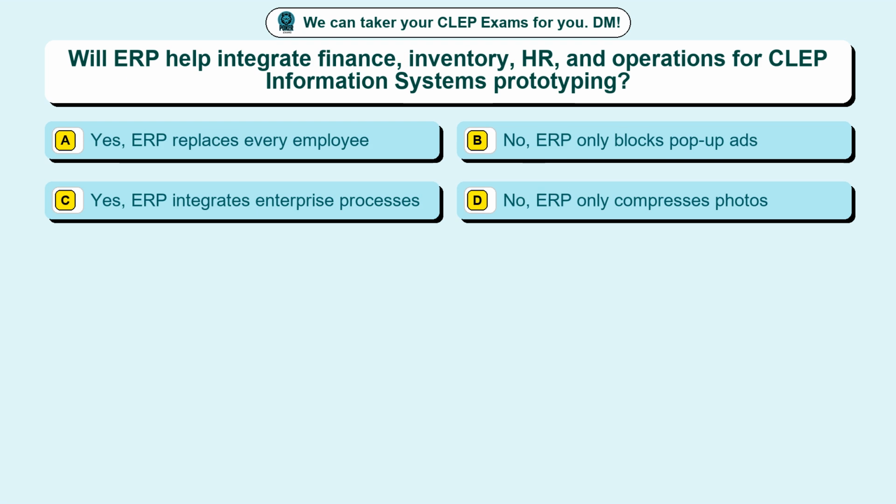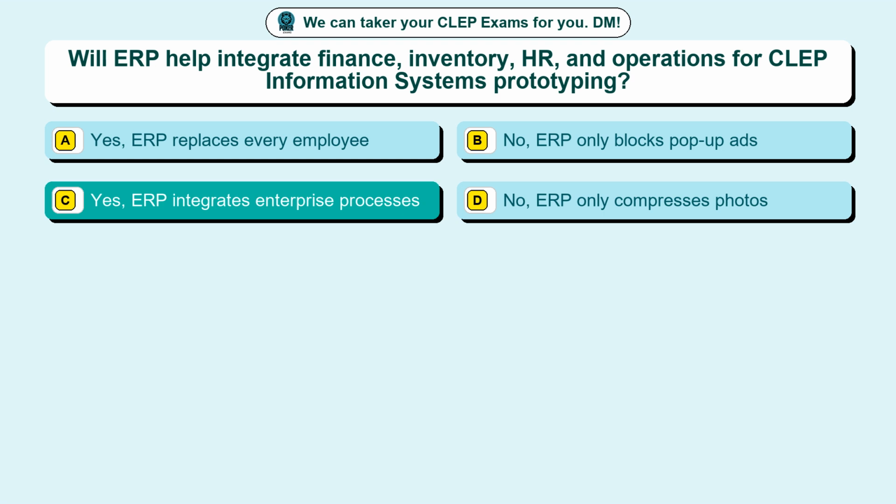Question 14. Will ERP help integrate finance, inventory, HR, and operations for CLEP Information Systems prototyping? Option A. Yes, ERP replaces every employee. Option B. No, ERP only blocks pop-up ads. Option C. Yes, ERP integrates enterprise processes. Option D. No, ERP only compresses photos.